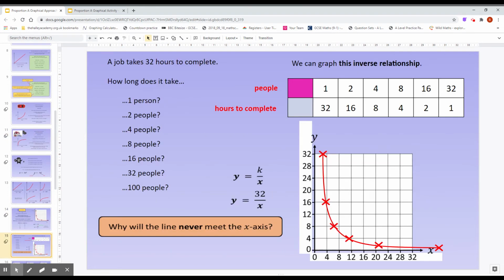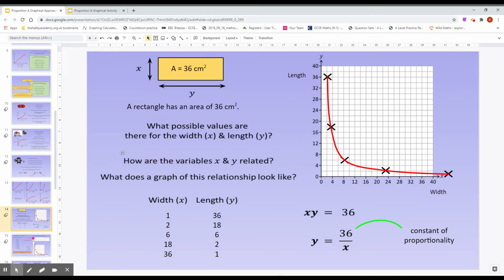Let's look at an example of inverse proportionality. A rectangle has an area of 36 centimetres squared. Now, we're trying to find out the relationship between the length and the width.